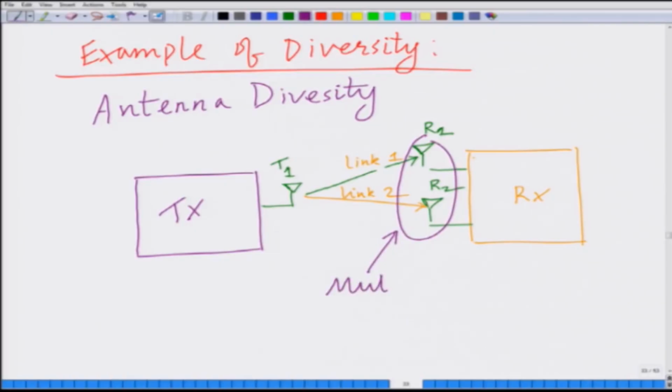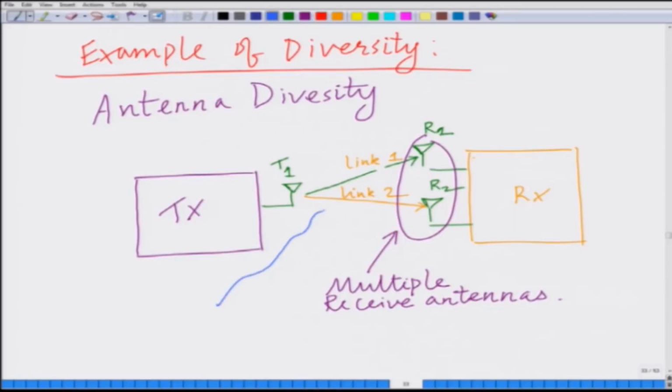So, because you have multiple receive antennas, you have multiple paths, multiple links between the transmit antenna and these multiple receive antennas, and this is how you are introducing diversity. So, even if one of these links fails, for instance let us say the link between T1 and R1 fails, you still have the link between T1 and R2. Similarly, if the link between T1 and R2 fails, you have the link between T1 and R1, and thus by these multiple links you are introducing diversity in the system.